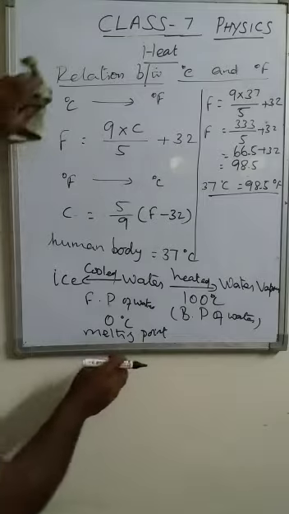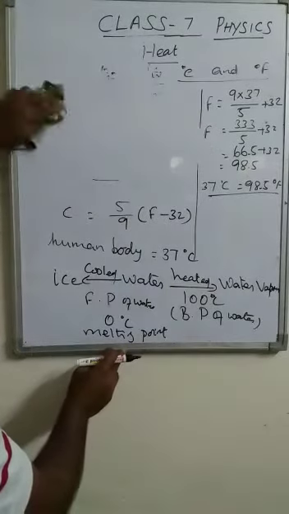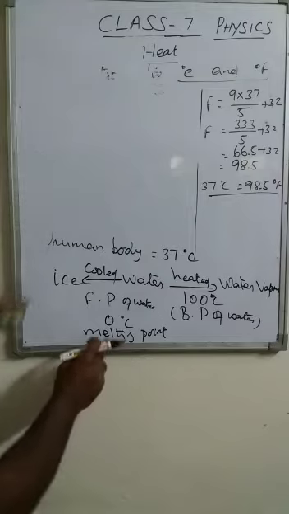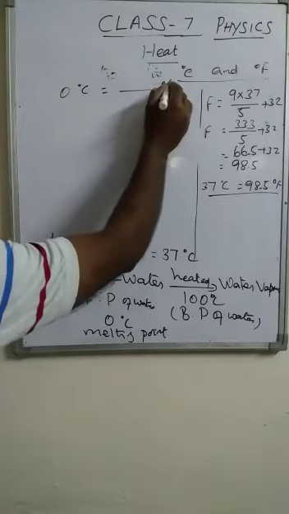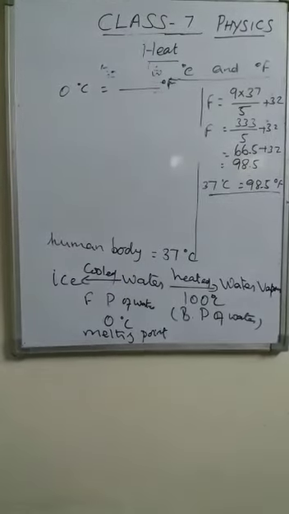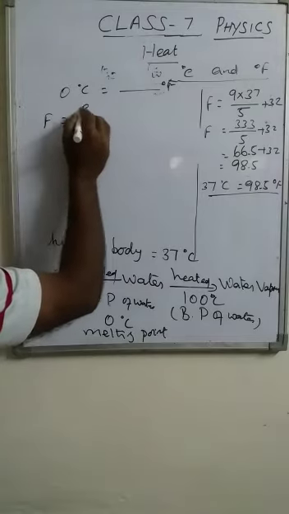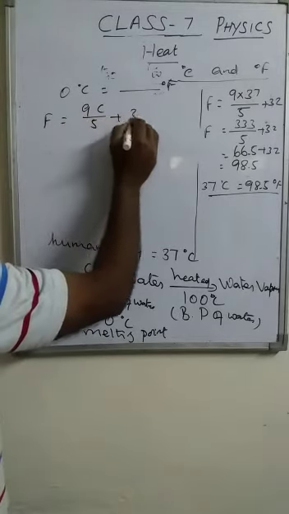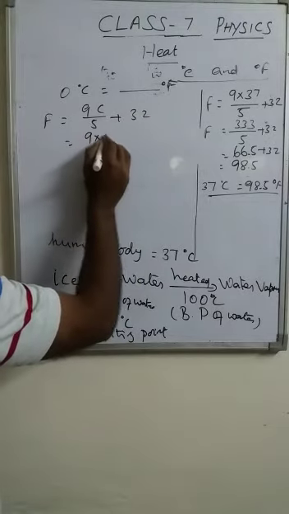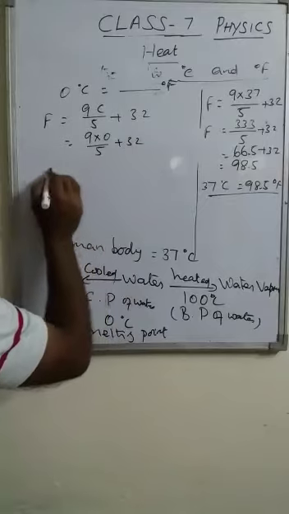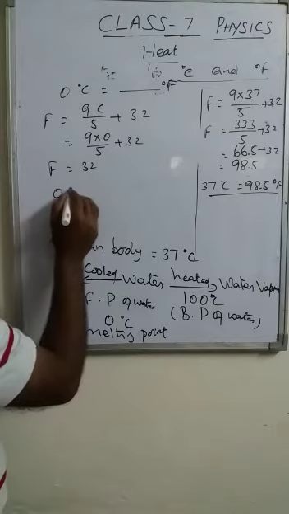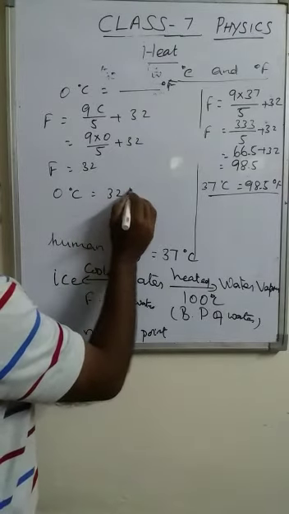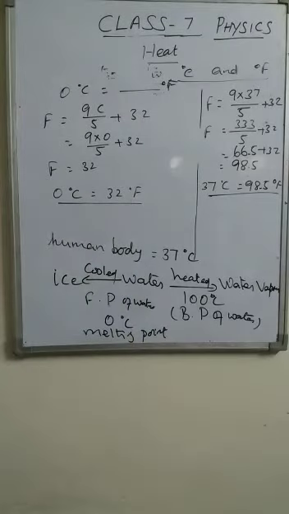One more conversion we can discuss: 0 degree Celsius can be changed into Fahrenheit. For this, use the formula F equals 9 into C upon 5 plus 32. This is 9 into 0, so F equals 32. That means 0 degree Celsius is equal to 32 degree Fahrenheit.